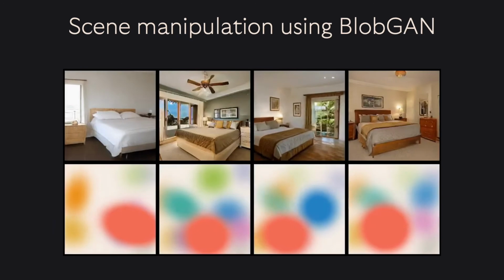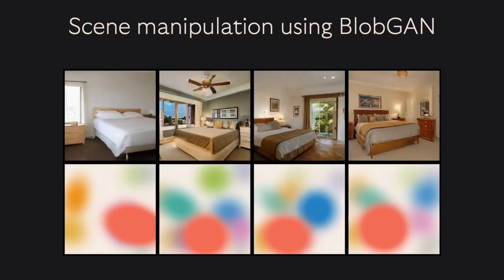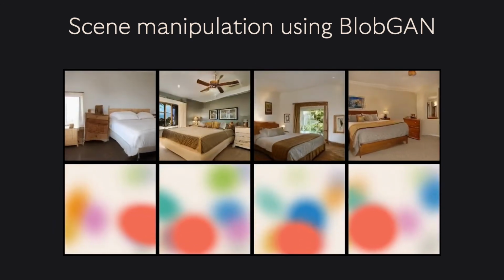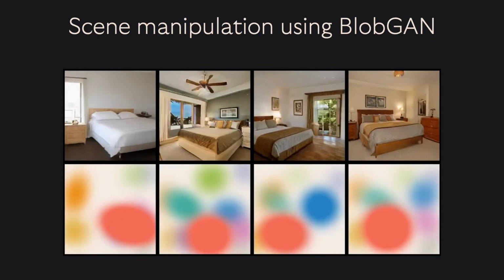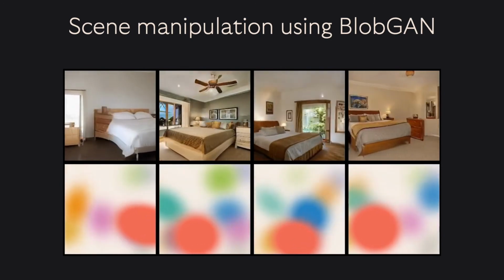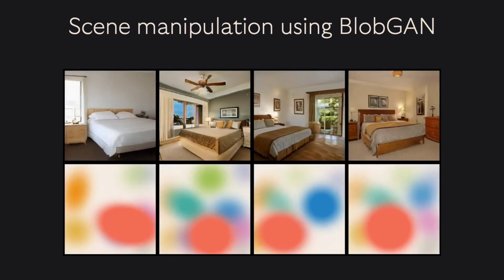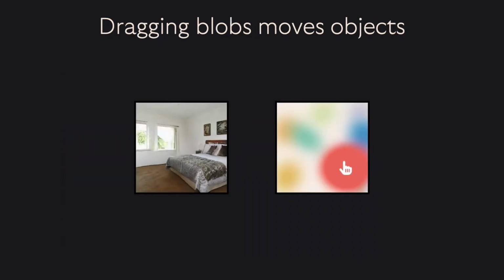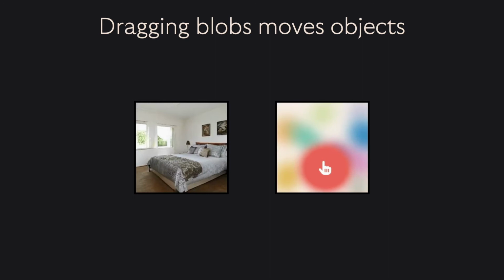Once our model is trained, we can edit images by making changes to the blob maps that yield them. We next show the wide variety of scene edits enabled by our model. Here, we move around all objects in the scene simultaneously by repositioning their blobs. We can do this for one object in isolation too.